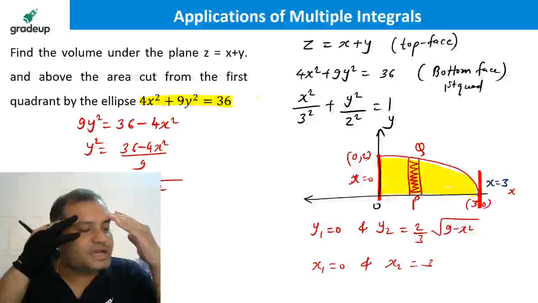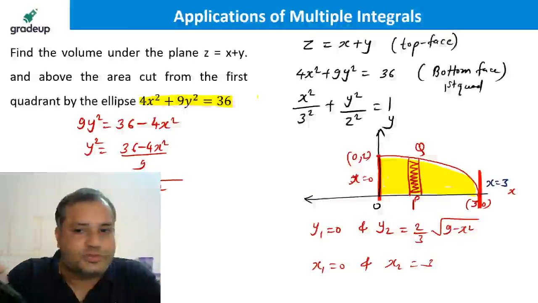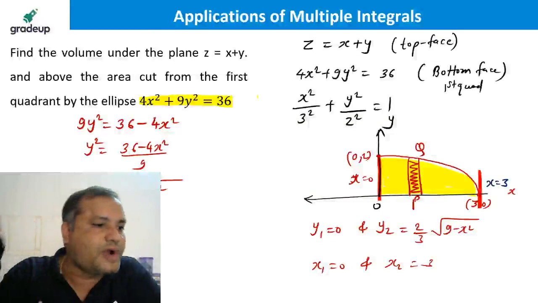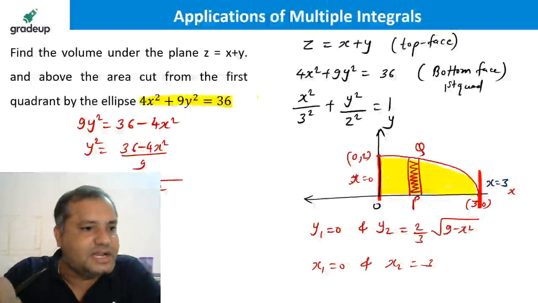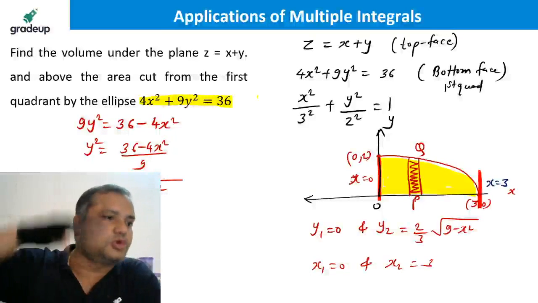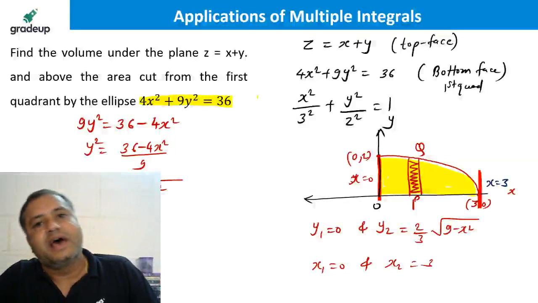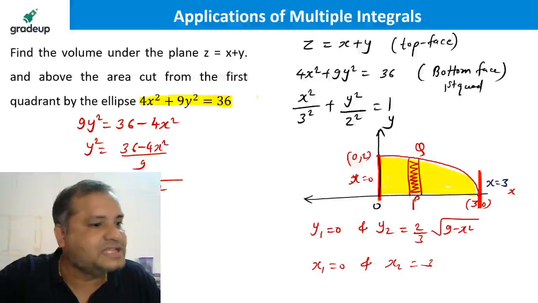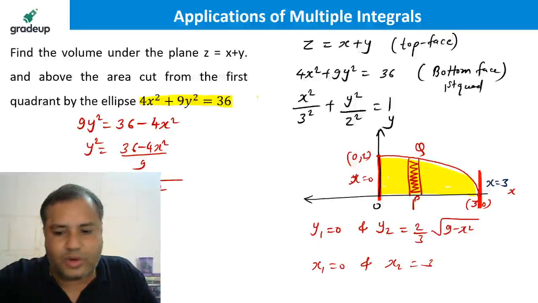If it is vertical strip you have to move from left to right. If it is horizontal strip you have to move from bottom to top. This is the sign convention. Still if you want to do something else, it's your choice, your discretion. That is not the rule.